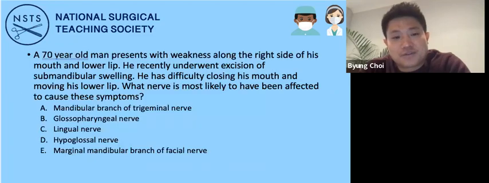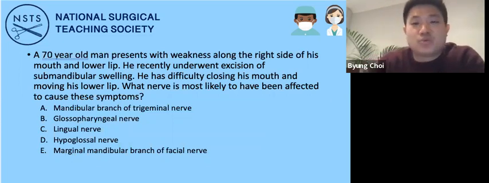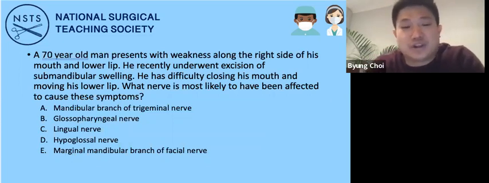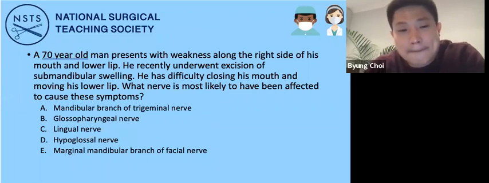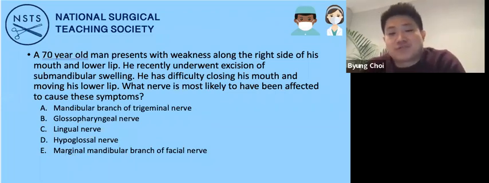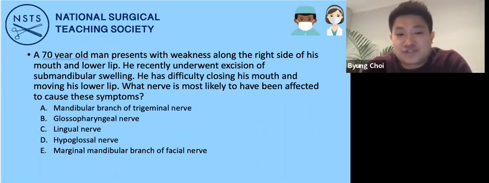So following on from that, the next question. A 70-year-old man presents with weakness along the right side of his mouth and lower lip. He recently underwent excision of submandibular swelling. He has difficulty closing his mouth and moving his lower lip. What nerve is most likely to have been affected to cause these symptoms? A, mandibular branch of the trigeminal nerve. B, glossopharyngeal nerve. C, the lingual nerve. D, hypoglossal nerve. And E, marginal mandibular branch of the facial nerve.